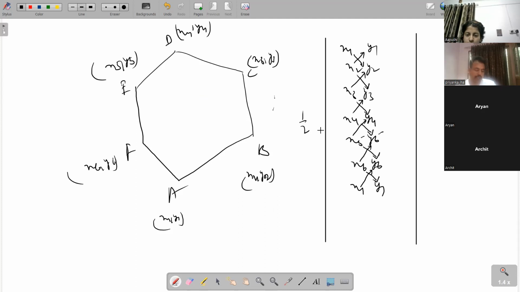Mod, because area can't be negative. So you always have to apply mod.